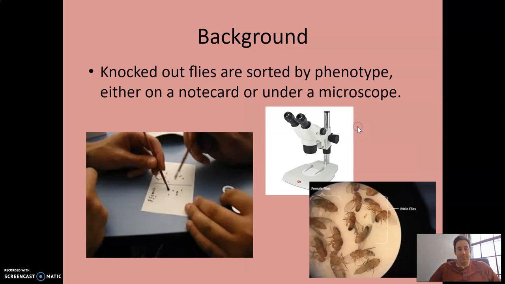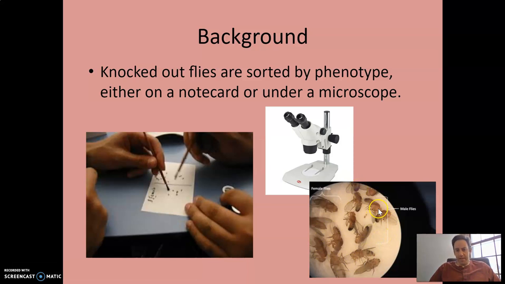They are knocked out. What you can then do is dump the fruit flies out onto a note card, and you use a paintbrush, just like the little color-by-number paintbrushes you used when you were a kid. And you look at the fruit flies through a microscope, and they look like this.